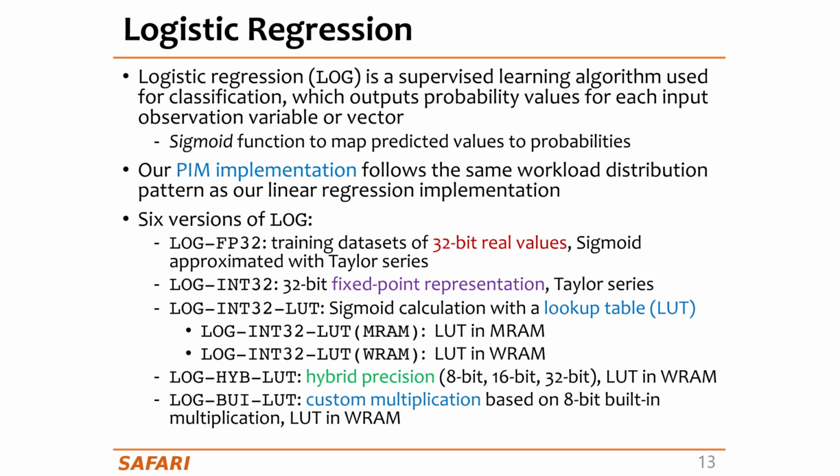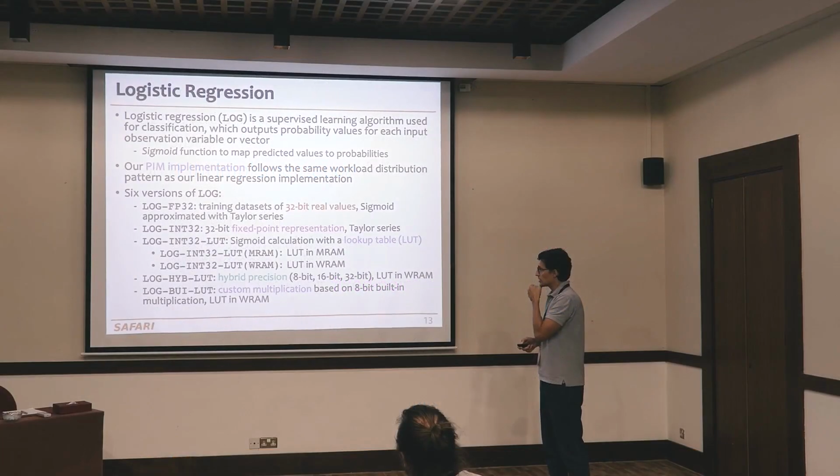In this case, we created six versions. The first one uses 32-bit real values, and sigmoid is approximated with a Taylor series. The second one is a fixed point representation, also using a Taylor series. The third one replaces the sigmoid calculation with a lookup table, and this lookup table might be in MRAM or in WRAM. Then we have the hybrid precision version, same as in linear regression, and the version that uses custom multiplication. So six versions in total.